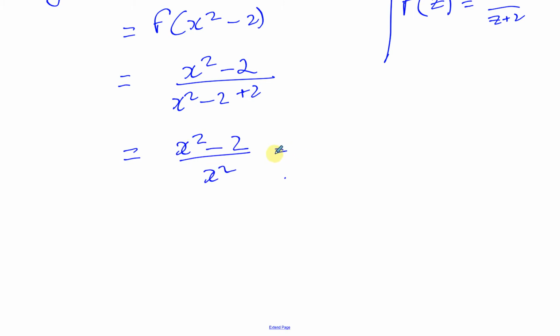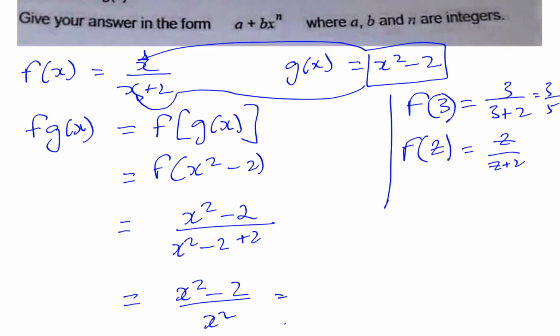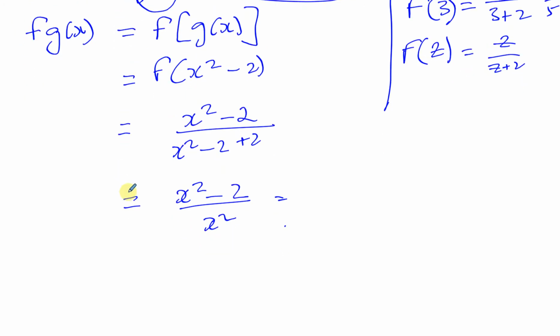Now what happens here is I have to write it in the form a plus b x to the power of n. So I have to have two separate terms. Here we have one fraction, so we can split it up into two separate fractions by splitting up the numerator. This is x squared over x squared minus 2 over x squared. Now x squared over x squared cancel, leaving you with 1.